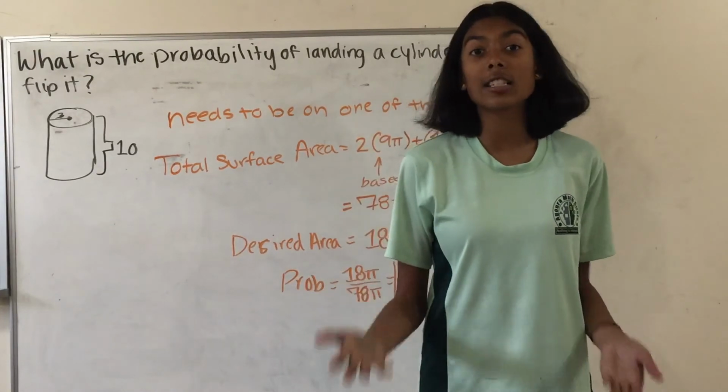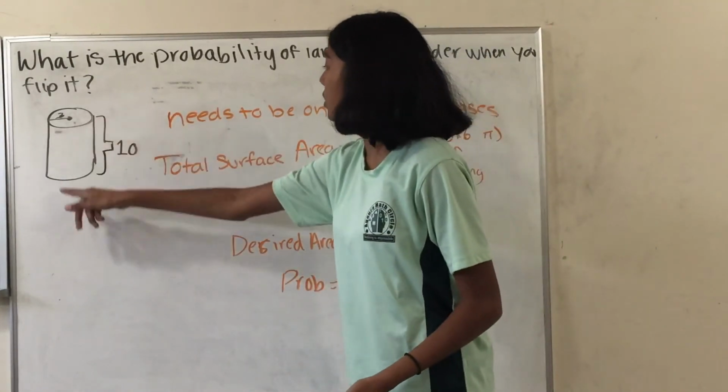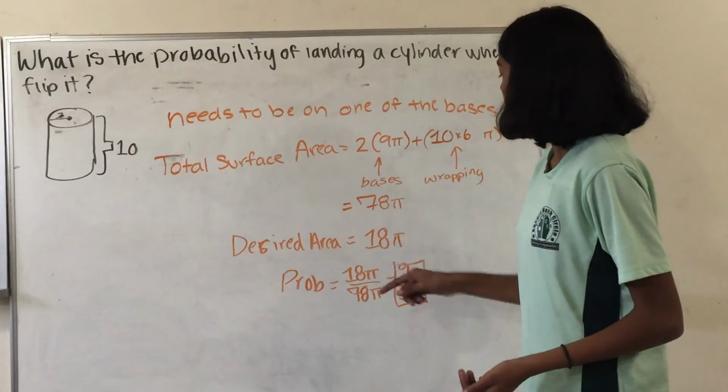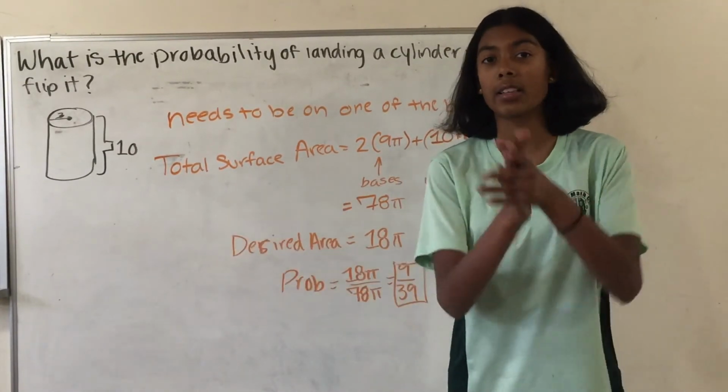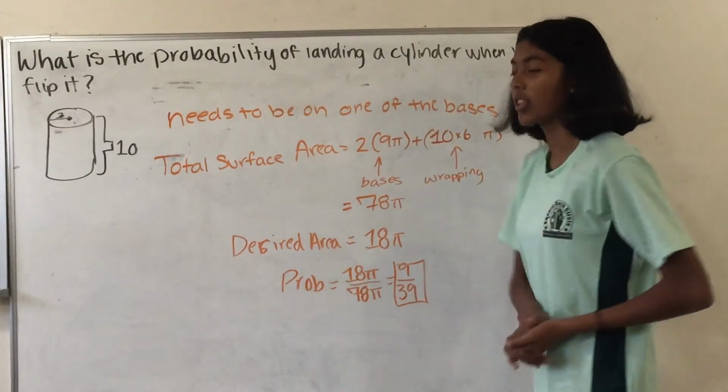And now we're going to find our desired area, which is just the sum of our two bases, which we already found here, which is 18 pi. So our probability is going to be 18 pi over 78 pi, and simplifying that, you get 9 over 39.